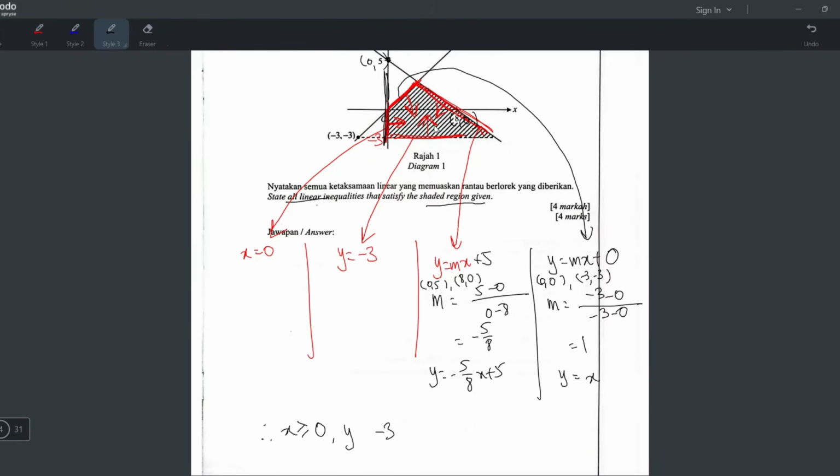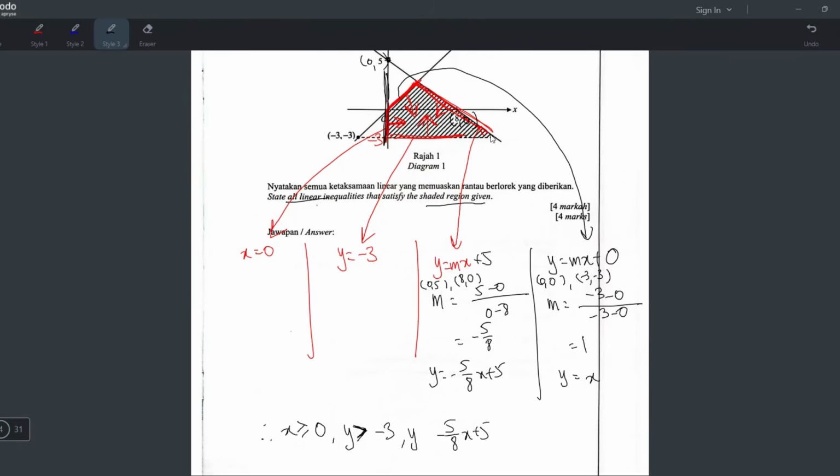Well, look at the shaded region. We take the shaded region on top of this line. So we have to write bigger, but this time no equal. Why? Because they use a dashed line or a dotted line. So for a dotted line, there is no equal. Okay. Now for the next one, y is negative 5 or 8x plus 5.